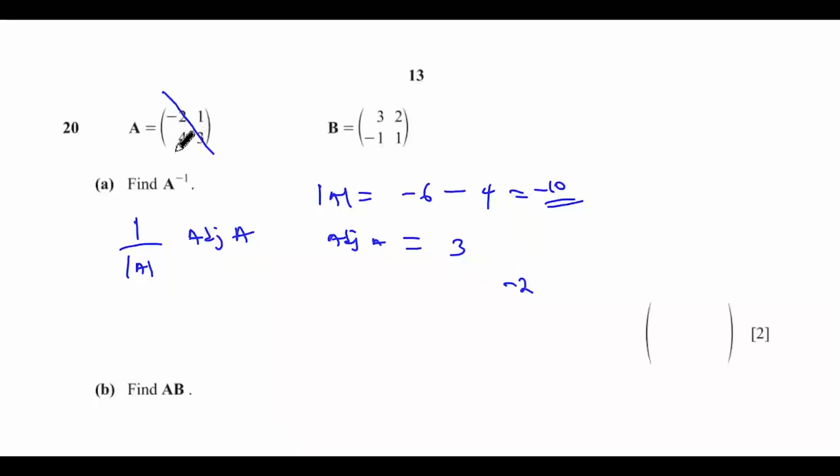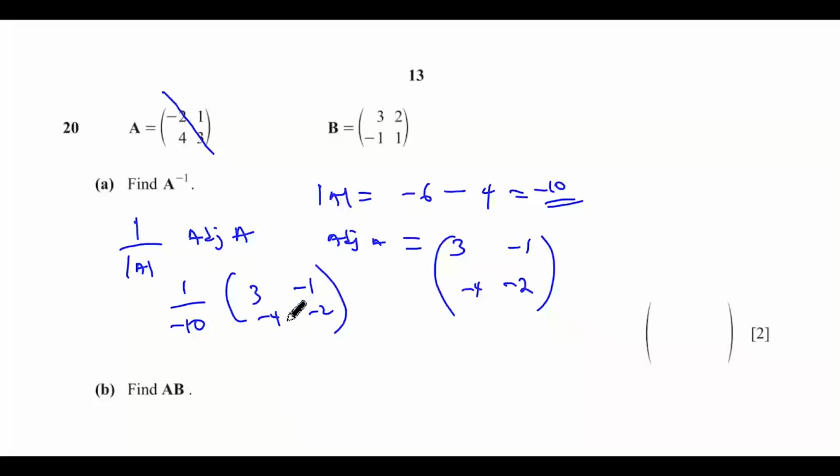Then you find the negative of the elements along the leading diagonal. So that is 4 and 1. So it will be negative 1 and negative 4 respectively. So the inverse will now be 1 over minus 10, that's the determinant, into 3, then minus 1 here, then minus 4 here, then minus 2 here. So this is what you get for this.